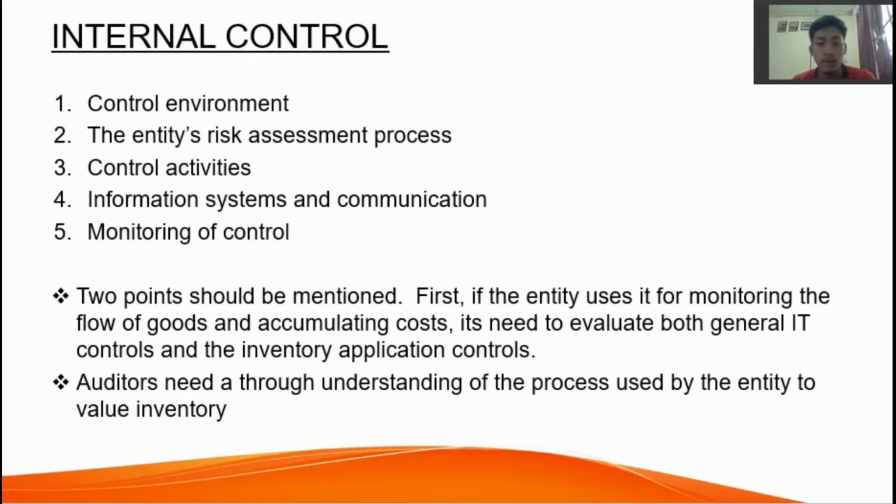And then next is information system and communication, which means relevant information for making decisions is to be collected and reported in proper time. And the last one is monitoring of controls. So 2 points should be mentioned. First, if the entity uses IT for monitoring the flow of goods and accumulating costs, it needs to evaluate both general IT controls and the inventory application controls.